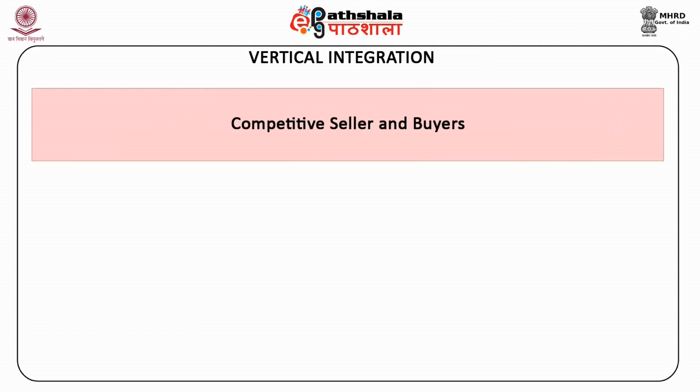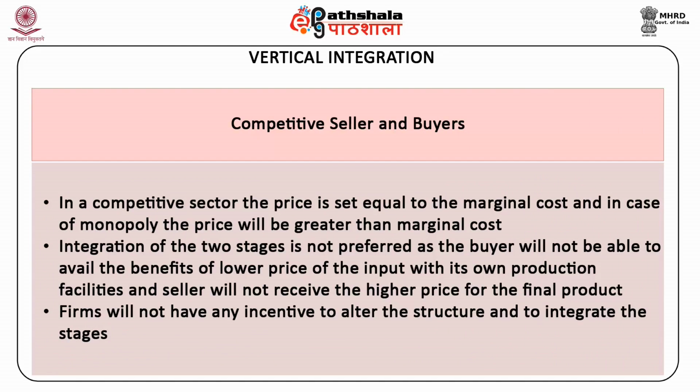Market power of the integrated firms can be analyzed by examining two stages of the production chain: stage 1, seller, and stage 2, buyer. In a vertical production chain, there can be following four possibilities of relationship between these stages. With competitive seller and competitive buyers. In a competitive sector, the price is set equal to the marginal cost, and in case of monopoly, the price will be greater than the marginal cost.